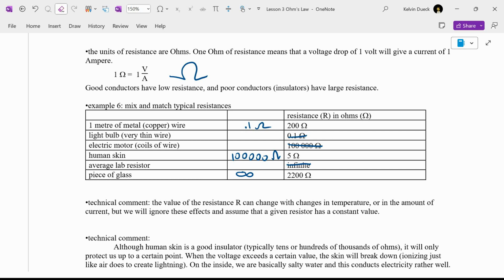Light bulb, we want that actually to be a fairly high resistor. Why? We want it to glow white hot or red hot. So what's a light bulb? Probably around 200 ohms.